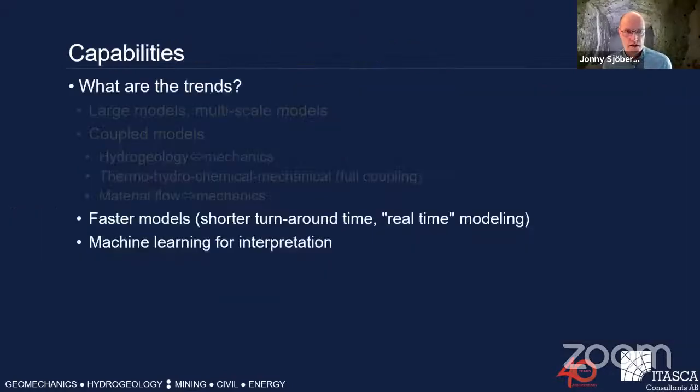We have faster models, so the turnaround time is much shorter these days, even for these large models. And we're approaching something that may be real-time modeling. So when we have a change in a tunnel, it's being replicated in the model almost directly. And then there's the trend of machine learning, primarily for interpretation. I think there are some things we need to be wary about, though, with machine learning, and I'll come back to that a bit later.